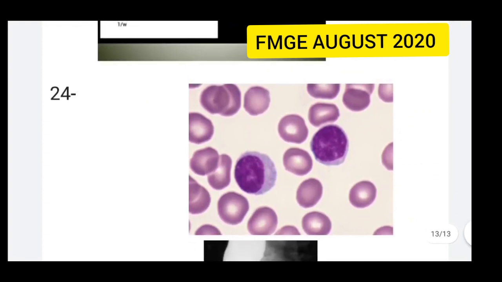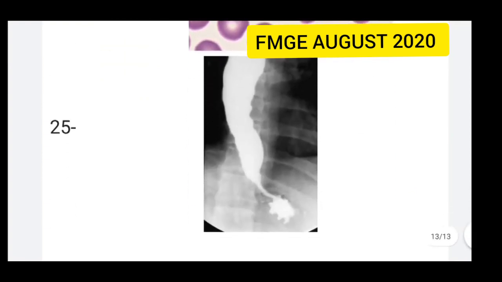Next one, they have given this image again. These are the RBCs, red cells, and which present a round nucleus, blue colored nucleus. This is the melanocytes. Last one, they have given this image. I am not sure about this image, but I think this is the presentation of achalasia cardia, because in this image I have seen narrowing at the lower esophageal sphincter. So this is achalasia cardia.